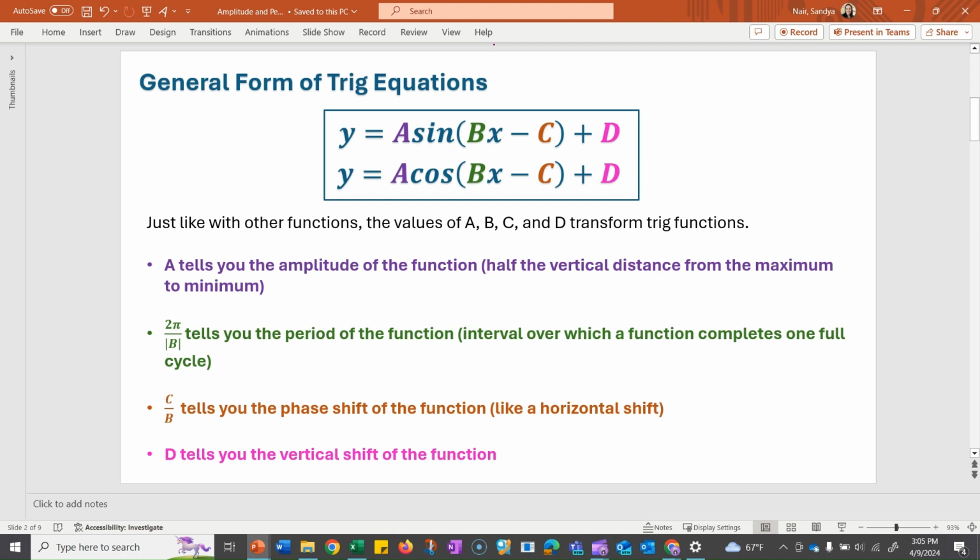In this lesson, we're not really going to talk about phase shifts or vertical shifts, but I just included them so you know where those values come from in the trig equations.